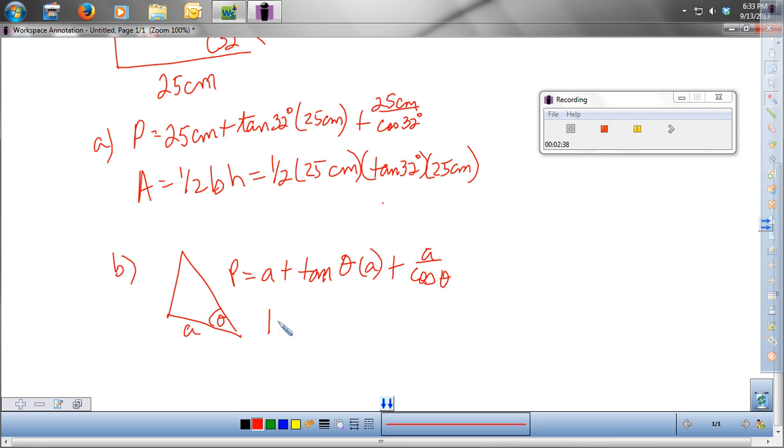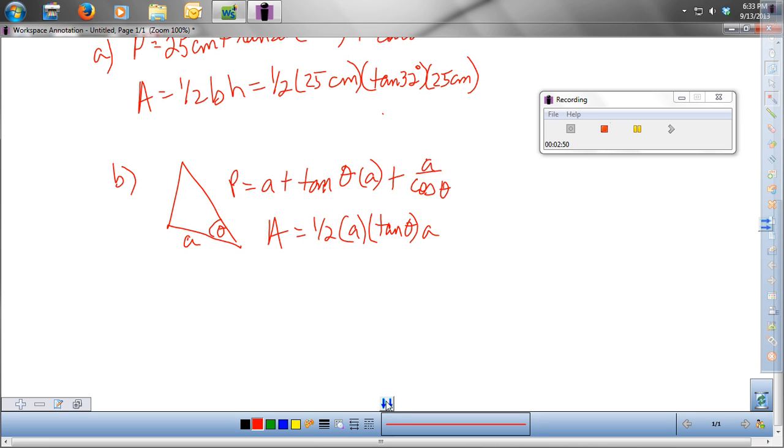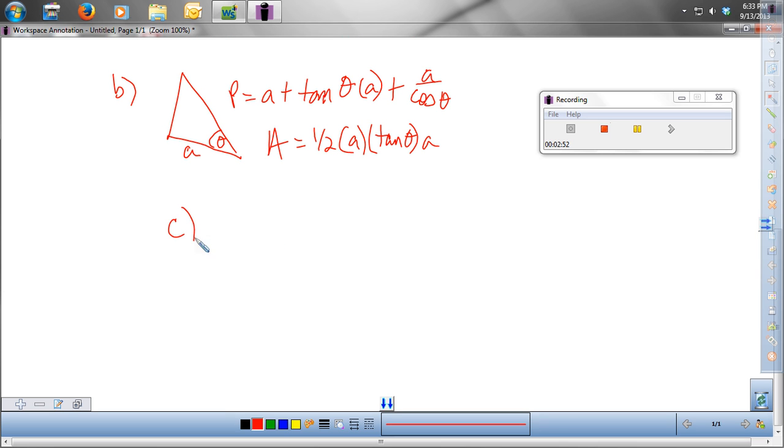And so then the area is going to be 1/2. Base is A. Height is tan theta A. And again, they can refine it if they want. Doesn't really matter to me. I can grade it either way. And then letter C, I have this, this, and this. This time they give me the hypotenuse and an angle. And I say, okay, I need side B and side A.